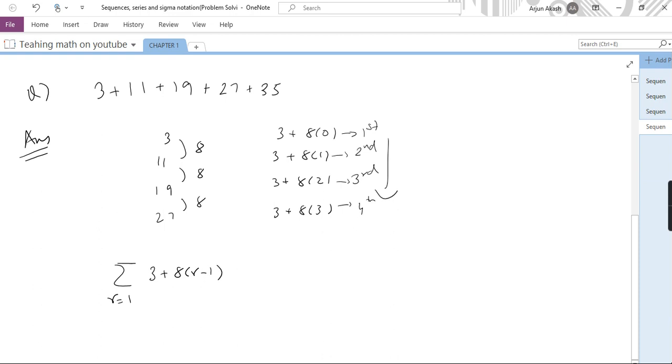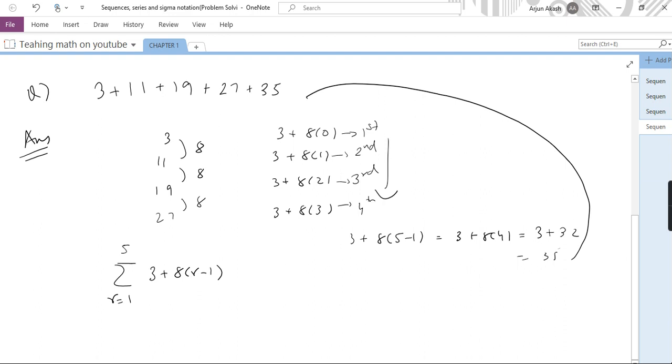And this from 0 is 1, 2, 3, 4, 5 times to 5, right? So the last term will be 3 plus 8 times 5 minus 1, which is 3 plus 8 times 4. 8 times 4 is 32, and 3 plus 32 is 35, our last term over here. This should be our answer.